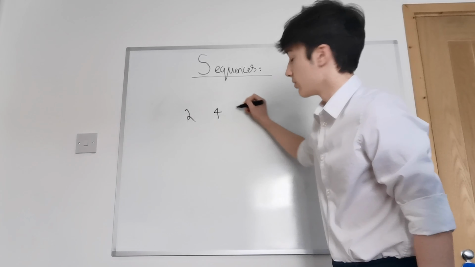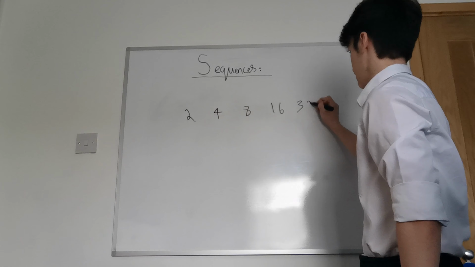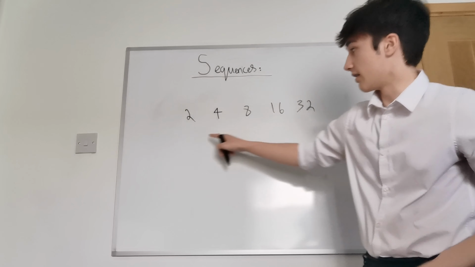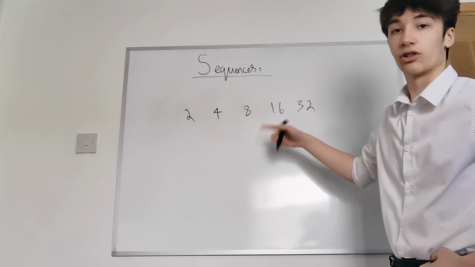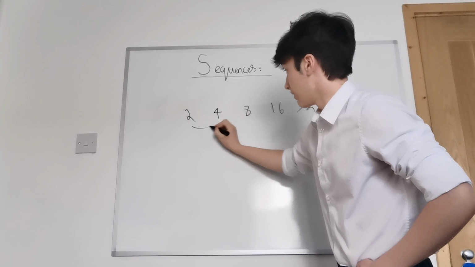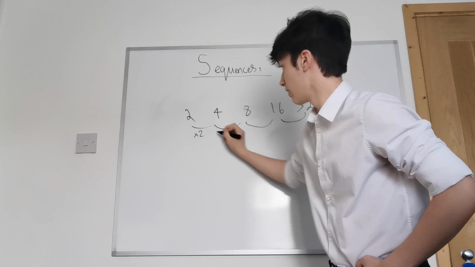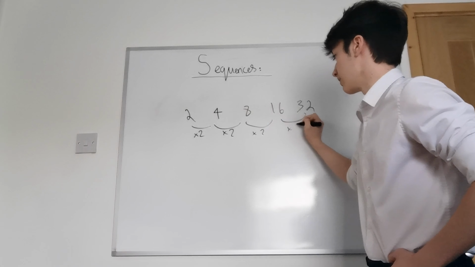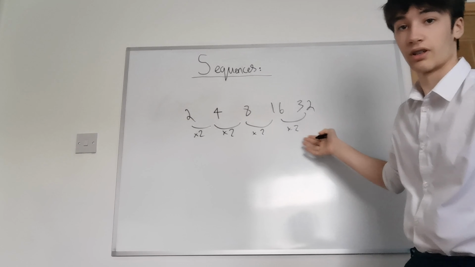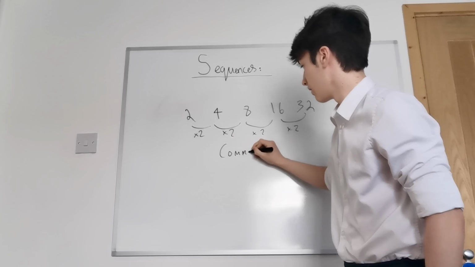So we have a sequence of numbers 2, 4, 8, 16 and 32. So in this sequence you may see a trend going on. If you don't, that's fine right now, you'll learn to identify it. So the trend that goes on is that between each term you times by 2. You see this? 2 times 2 is 4, 4 times 2 is 8, etc. So this times 2 is known as the common ratio.